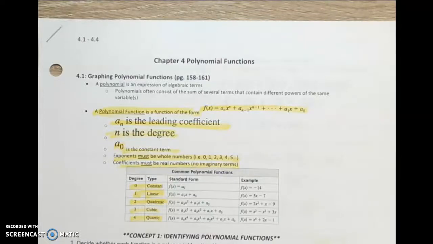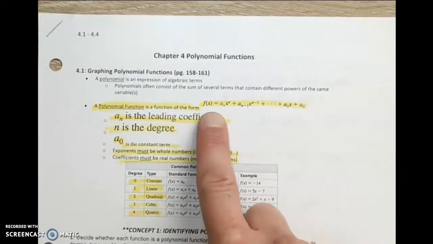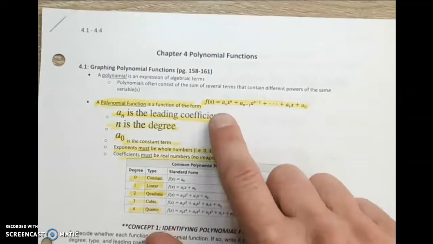Chapter 4, Polynomial Functions. 4.1, Graphing Polynomial Functions, which is on pages 158 to 161 in your textbook. A polynomial is an expression of algebraic terms. Polynomials often consist of the sum of several terms that contain different powers of the same variables. A polynomial function can be written in function form. I'm not going to really explain this other than this.